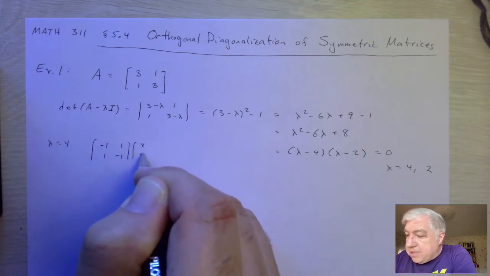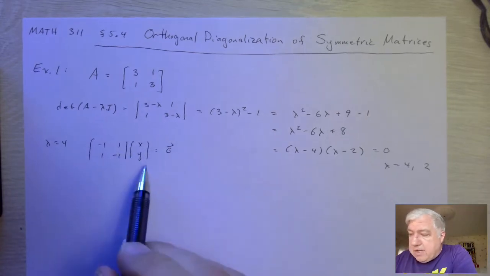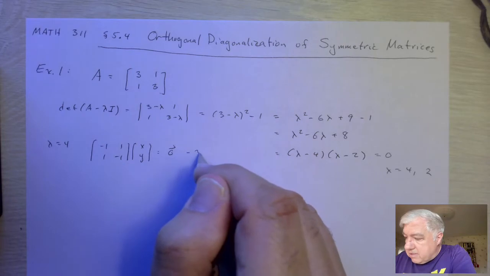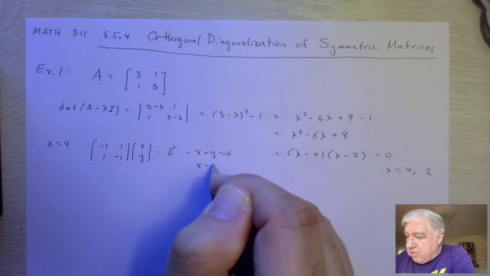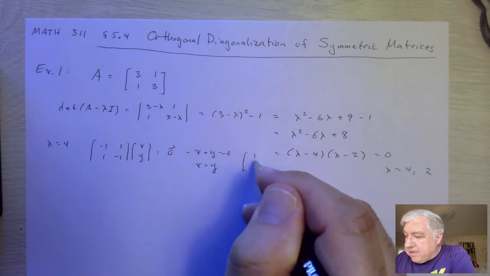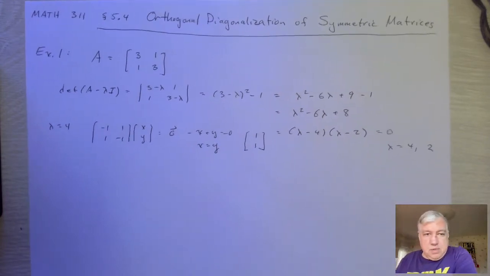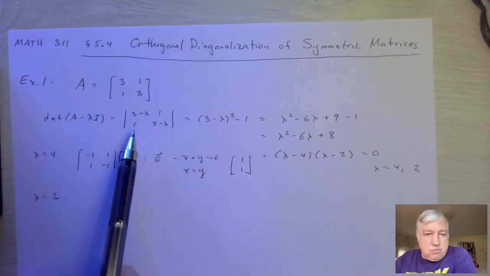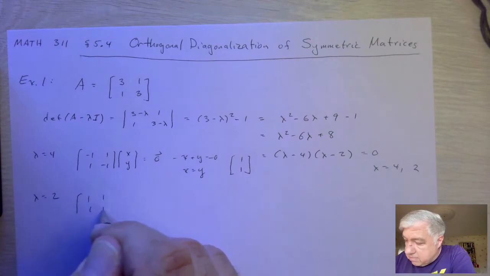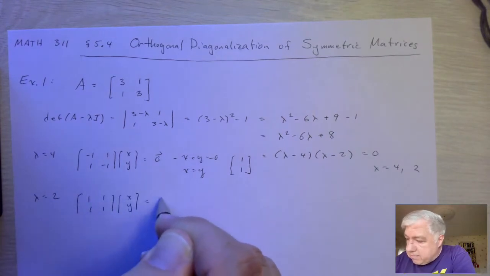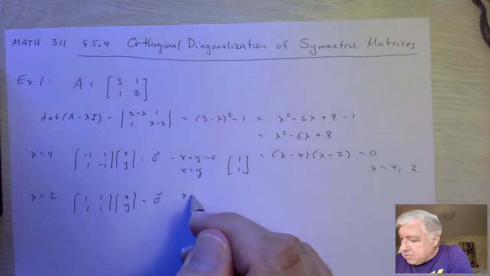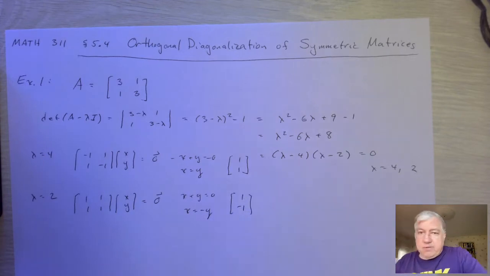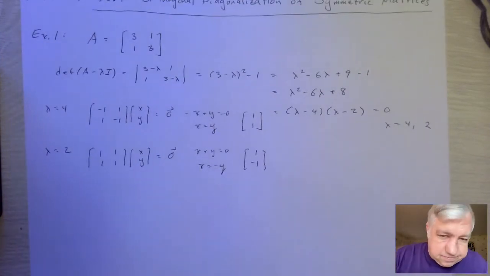We're trying to find the null space of this matrix, and we easily see that this means minus x plus y equals 0, or x equals y. So a perfectly good eigenvector would be 1, 1. If we let lambda equal 2 and plug that in here, we get 1, 1, 1, 1. Setting that equal to 0, we get x plus y equals 0, so x equals negative y, and 1, negative 1 is a perfectly good eigenvector.